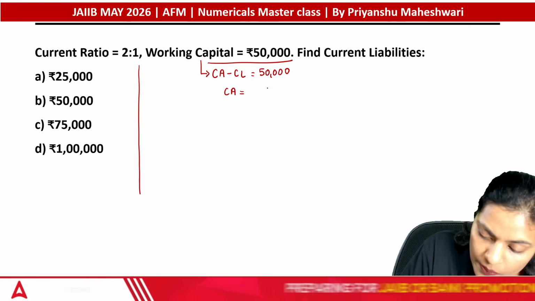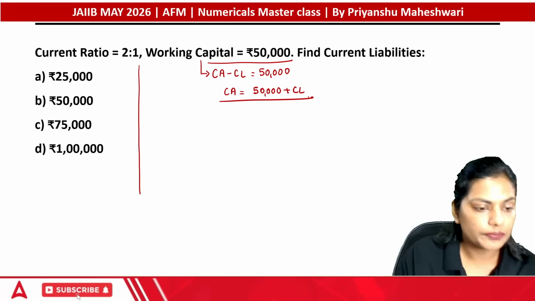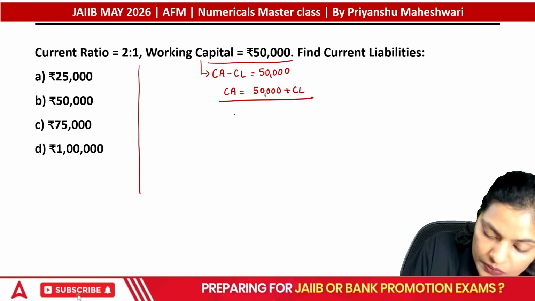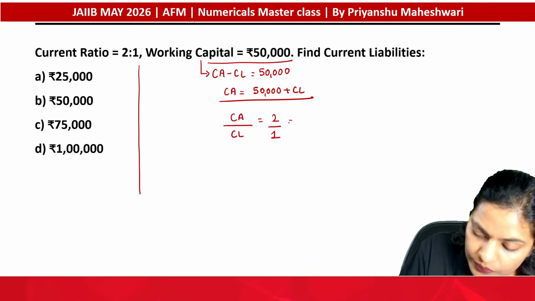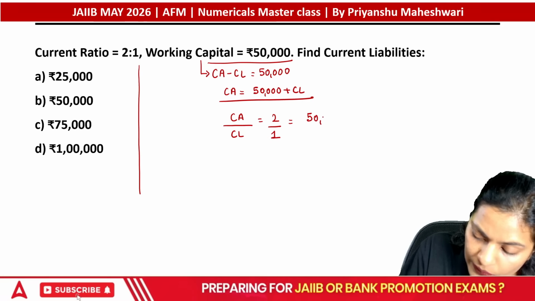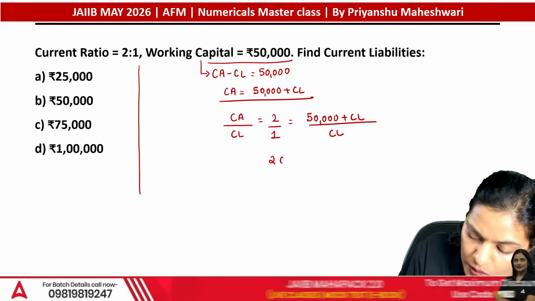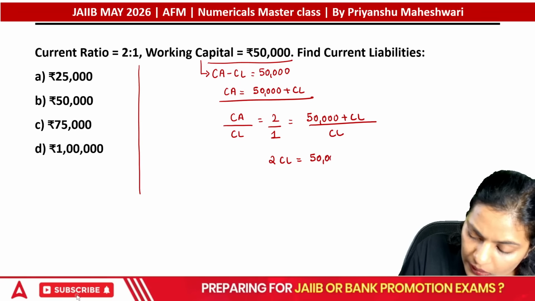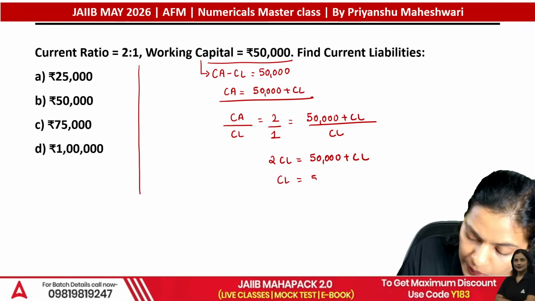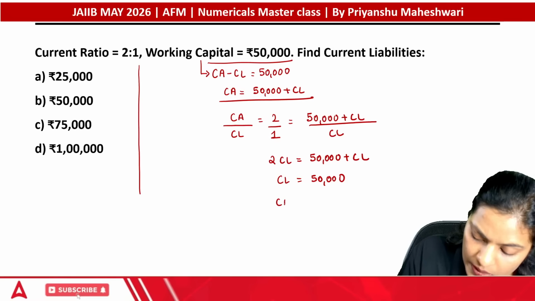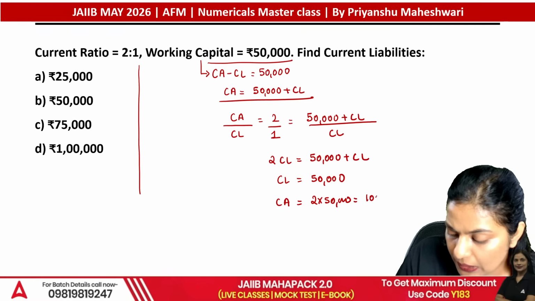Current asset is equal to 50,000 plus current liabilities. Correct? Now, current ratio is current asset upon current liabilities, 2:1. Now, let me place the value: 50,000 plus current liability upon current liability. So, 2 times current liability is equal to 50,000 plus current liability. So, my current liabilities would be 50,000. And if the current asset was asked, it would be 2 times current liability. It would be 1 lakh.